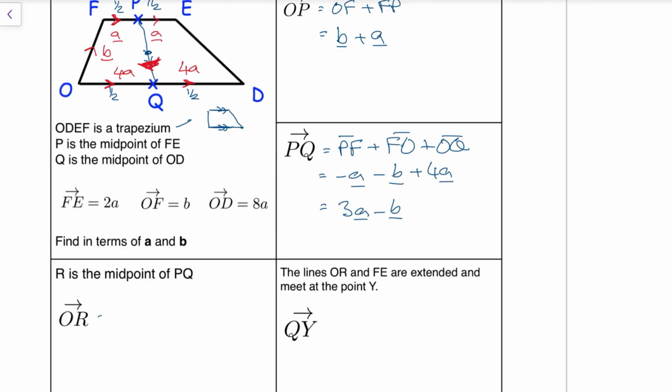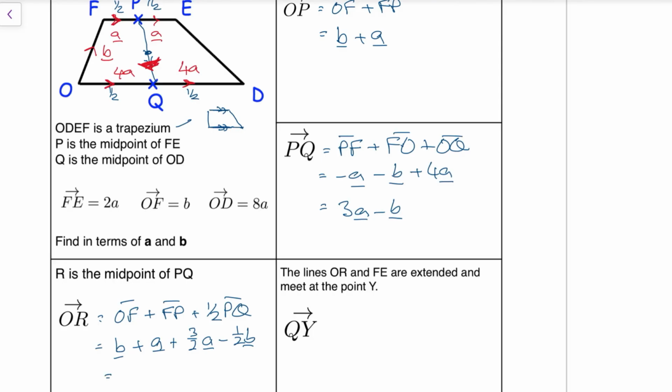Okay, so O to R is going to be O to F plus F to P plus a half of P to Q, which I have worked out above, so I'm going to use that again. O to F is b, F to P is a, and then a half P to Q is going to be a half of what I've just worked out. So it's going to be plus 3 over 2 a plus, minus a half of b.